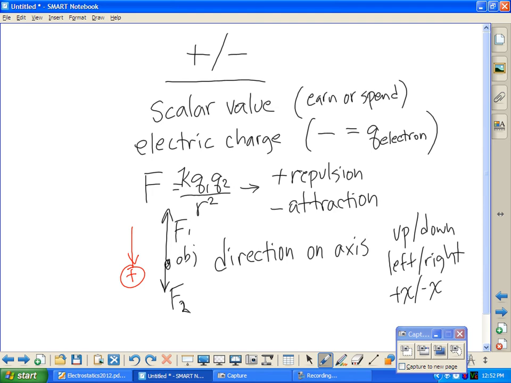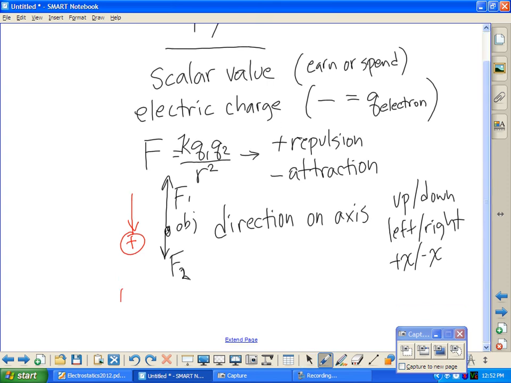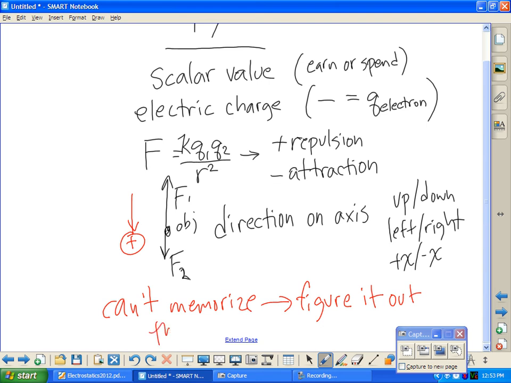Do you want to learn the foolproof trick for memorizing which means which? Sure. There's no such thing, I'm sorry to say. You just gotta figure it out. And the only way to figure it out is to think of the physical meaning. You can't memorize which is which. Figure it out from the context. Think of the physics. Won't somebody think of the physics?